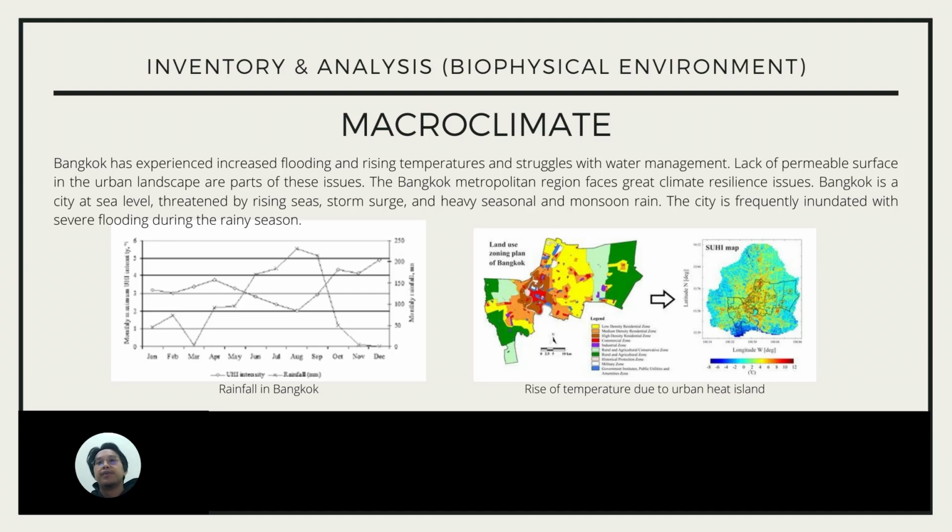Bangkok has experienced increased flooding and rising temperatures and struggles with water management. Lack of permeable surface in the urban landscape is part of these issues. The Bangkok metropolitan region faces great climate resilience issues. Bangkok is a city at sea level, threatened by rising seas, storm surge, and heavy seasonal and monsoon rain. The city is frequently inundated with severe flooding during the rainy season.